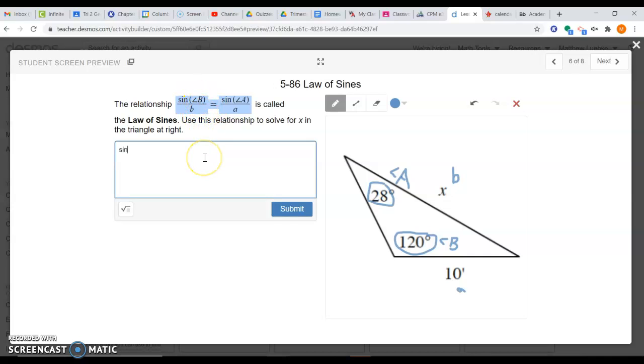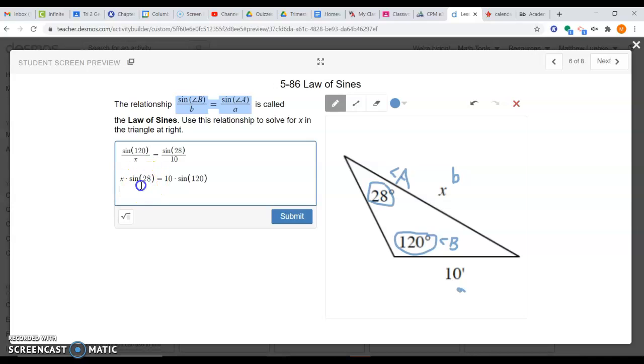So the sine of angle B, using my math notes here, we said is 120 over b, which we said was x. And then I have the sine of my capital A, which we said was 28. And across from that was my little a, which we said was 10. Now from here, I can cross multiply and solve. So x times the sine of 28, set equal to the other cross multiplication, which is 10 times the sine of 120.